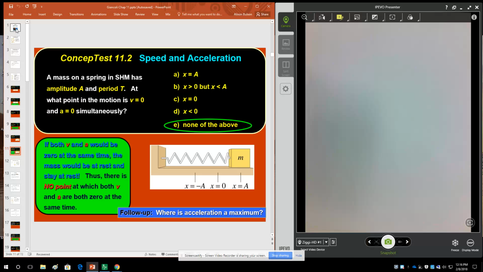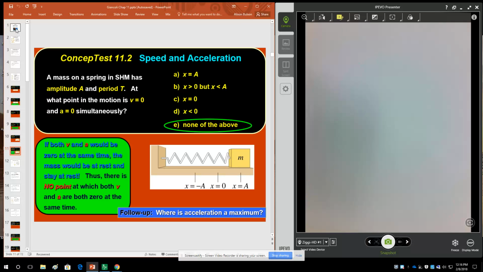So the correct answer is none of the above. The acceleration is 0 when the spring is in equilibrium position, so at x equals 0. But when the spring is in equilibrium position, the mass is going as fast as it ever goes. It's moving through that position where there's no force.